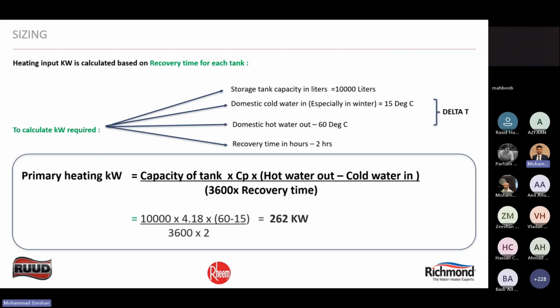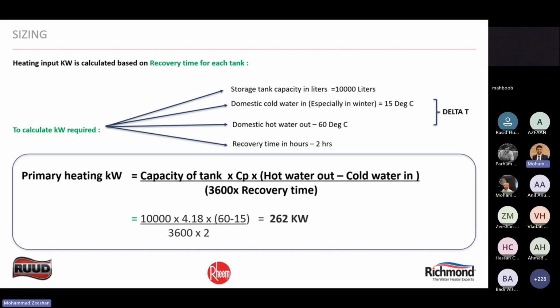Let me go to the heat pump calculation. Now for heat pumps, you can have a recovery time because this is your primary heating and you don't want to risk your system to either having a higher recovery time or a very faster recovery time. 1 hour recovery is not possible, or we don't recommend having 1 hour recovery because heat pumps need a certain time of operation.